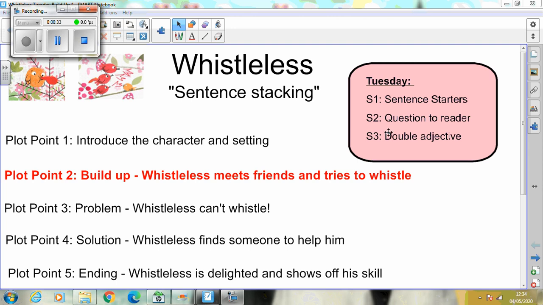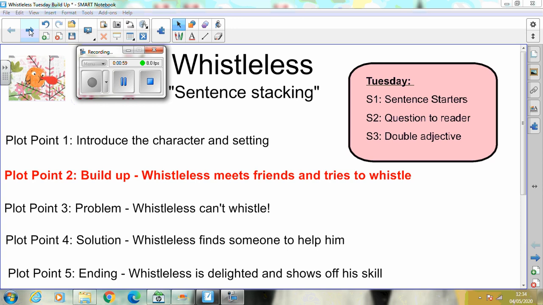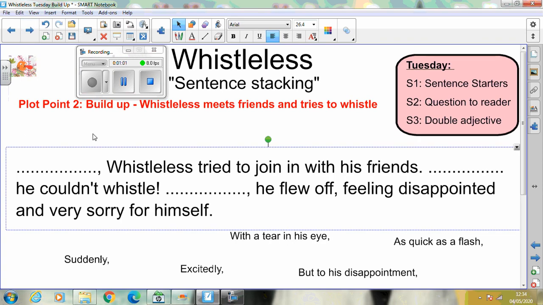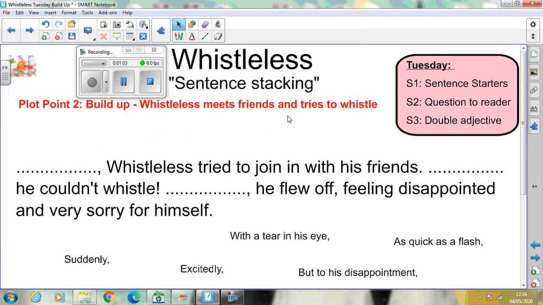So today then I'm going to model for you 3 different sentence types to build up and create the next part of the story. The first sentence I'm going to show you is using sentence starters. Then we're going to look at asking a question to the reader, and then we're going to go back to an earlier objective that we looked at, including double adjectives within a sentence. Let's move on to sentence 1 then. Here we go. Sentence starters.